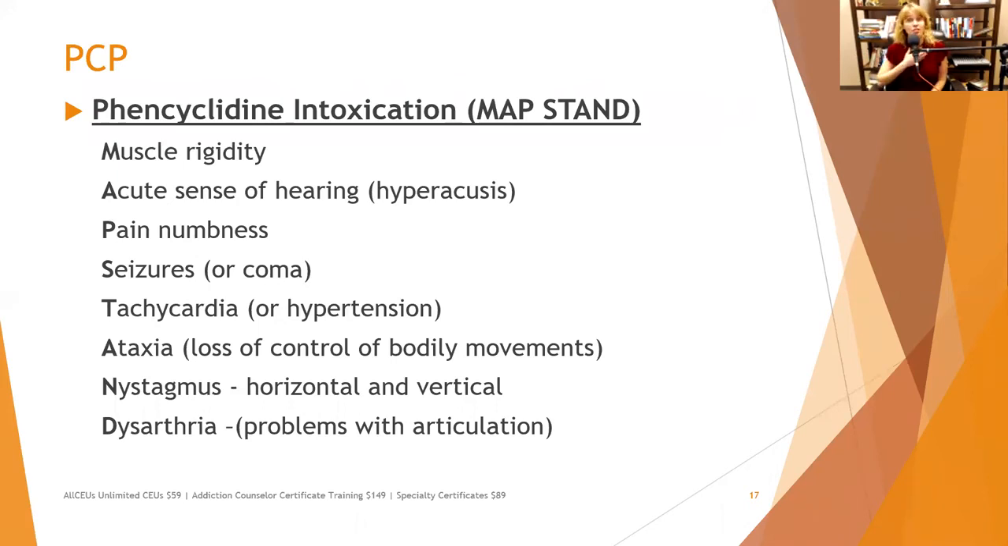Tachycardia, which is, again, racing heart, or hypertension, which is high blood pressure. They don't both go together necessarily. You can have both, you can have one or the other. Ataxia, which is loss of control of your bodily movements. You don't feel like you have control over your arms or your legs anymore. Nystagmus, like we talked about before, the eyes are kind of jumping around. With PCP, it can be horizontal or vertical. And dysarthria, which is problems with articulating. So, that's basically slurring your words and having difficulty getting your words out.